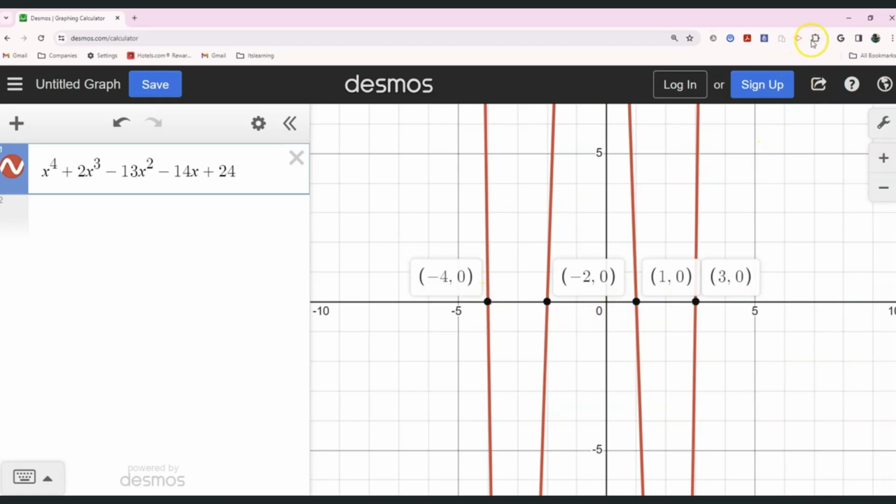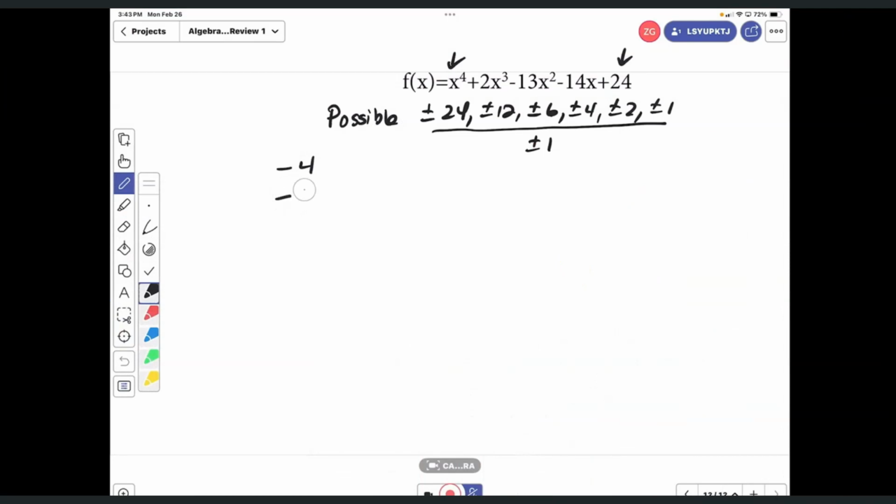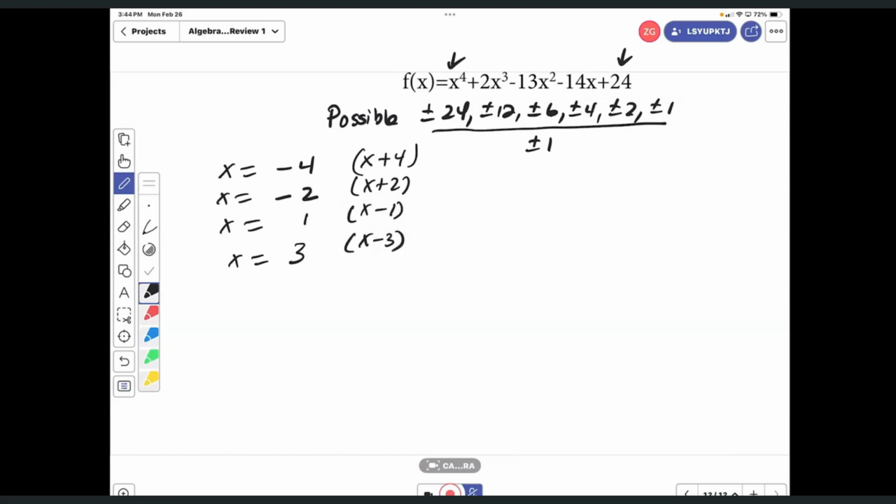So the zeros are negative 4, negative 2, 1, and 3. To show you these are indeed factors and real zeros, I'm going to show you that x plus 4 is a factor. I'm going to show you that x plus 2 is a factor. I'm going to show you that x minus 1 is a factor. And I'm going to show you that x minus 3 is a factor. I'm using synthetic division. If my remainder is 0, then it is a factor.